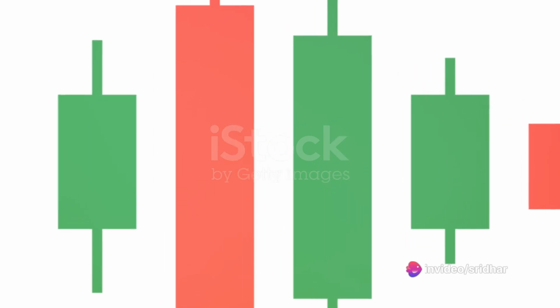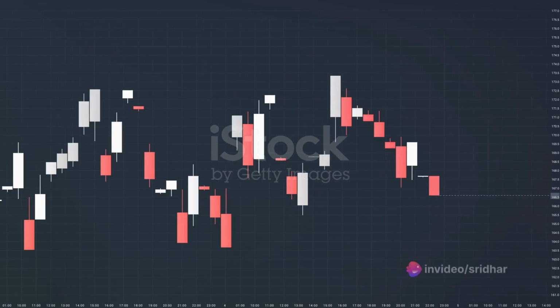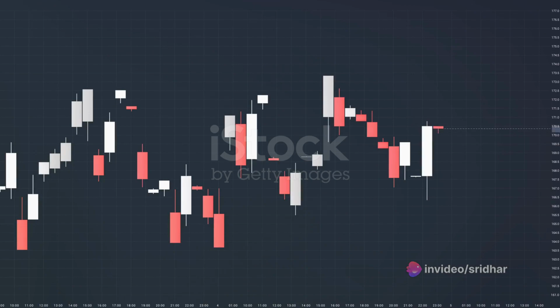Now here's a tip. Don't view these levels as exact price points where the market will definitely turn. Instead, think of them as zones of interest. When the price approaches one of these levels, pay close attention. Look for signs of reversal like candlestick patterns or other technical indicators confirming the reversal.